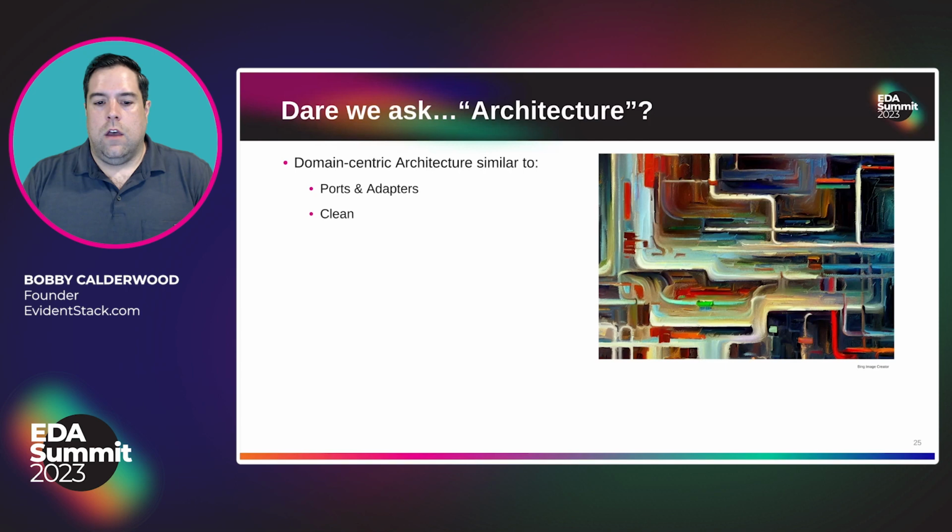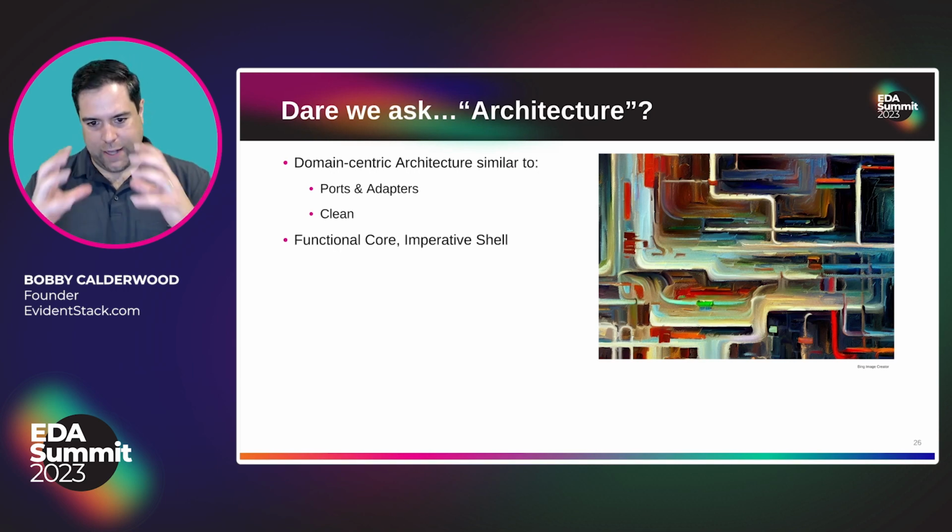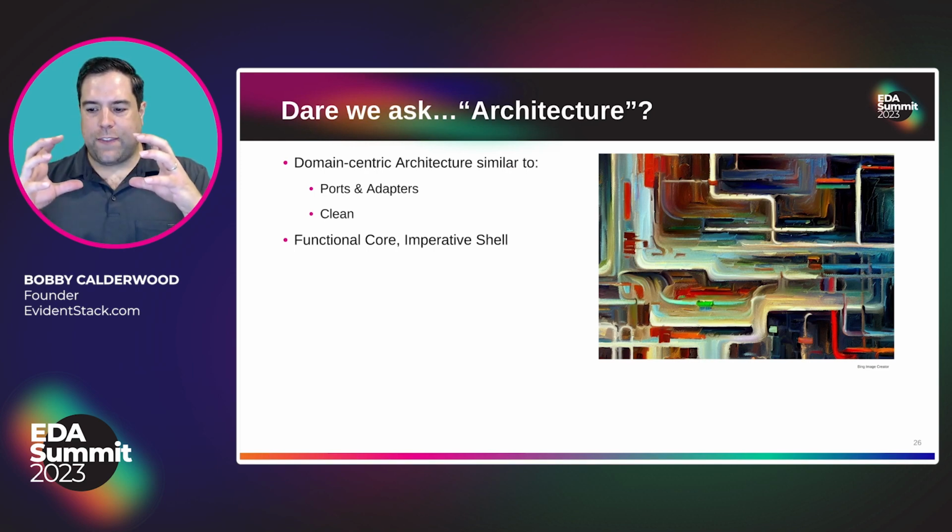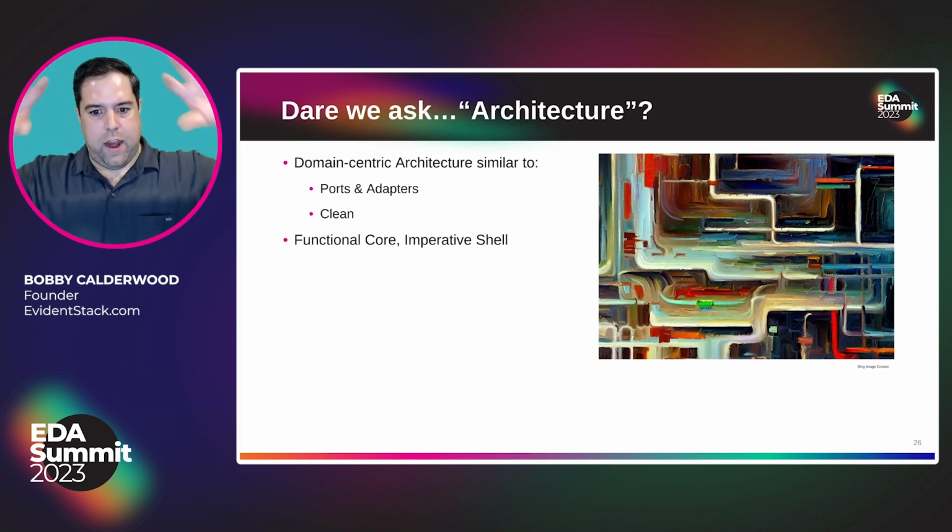Great. So we've covered domain, we've covered functions. Dare we ask, architecture? What do we mean by that? The domain functions architecture is a domain-centric architecture, very similar to the ports and adapters architecture, or clean, or onion, or hexagonal. There's all these different names for sort of this thing. And one of the really cool ideas that all of these architectures have in common is that they have a functional core and an imperative shell, right?